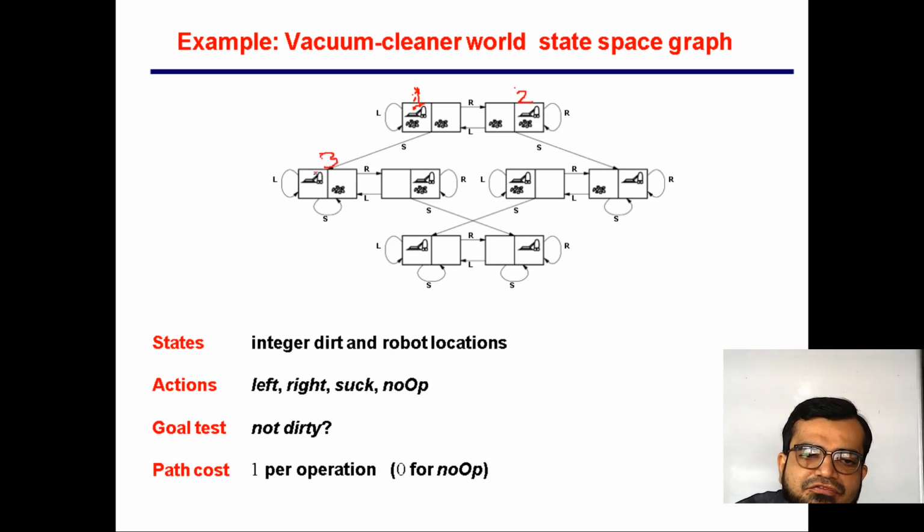In the third state, the dirt which was available in location 1 has been cleared. Now there is no dirt in location 1, and it is a waste of time and space to perform the left operation, because the vacuum cleaner will be in that location only. It is self repeated, or you can consider it as a self loop.